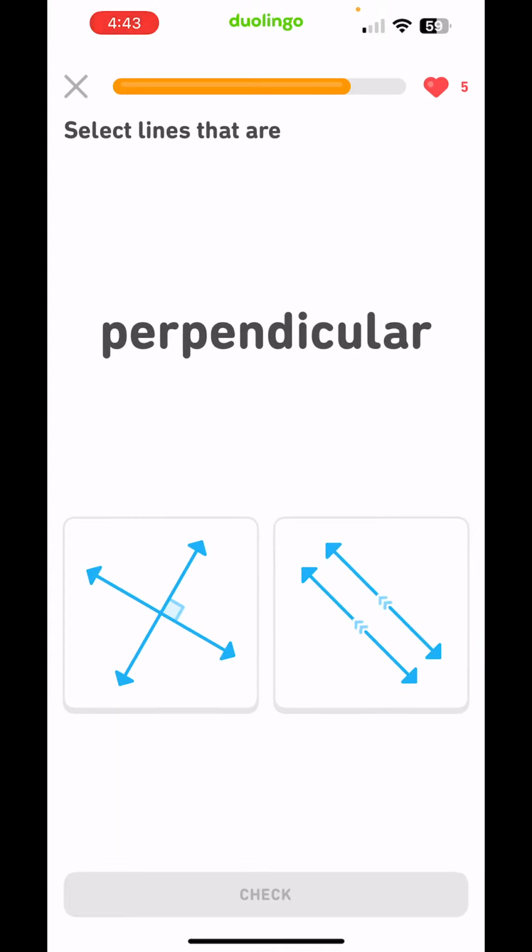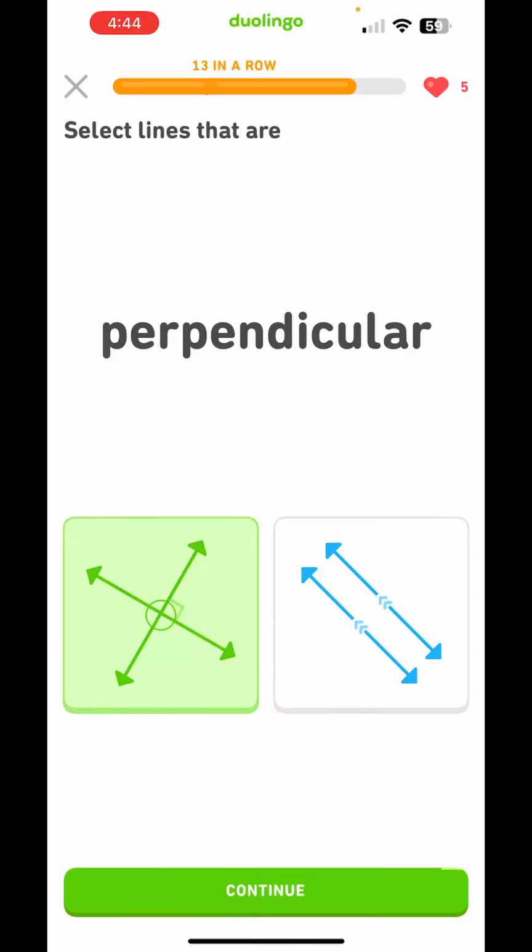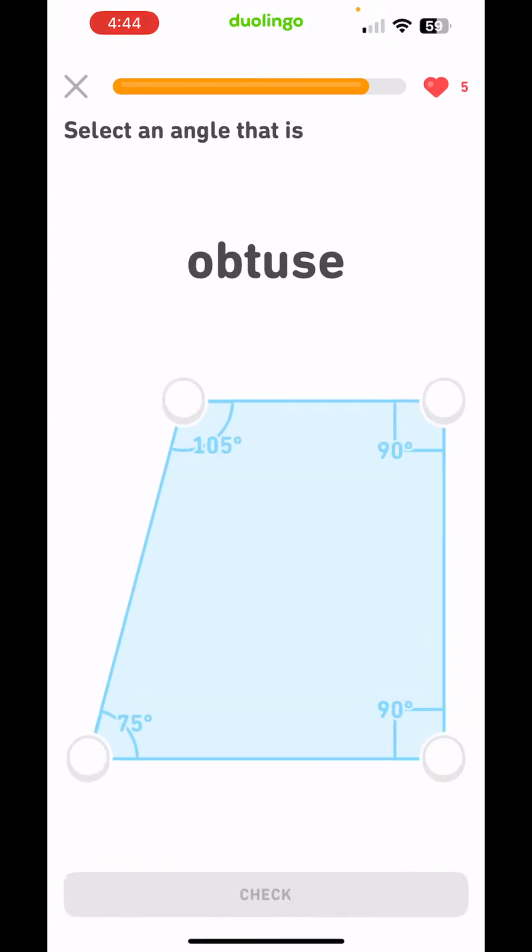Okay, select lines that are perpendicular. Okay, this one's perpendicular. This one is parallel, so that is not the right answer. Yep. Okay, select an angle that is obtuse.